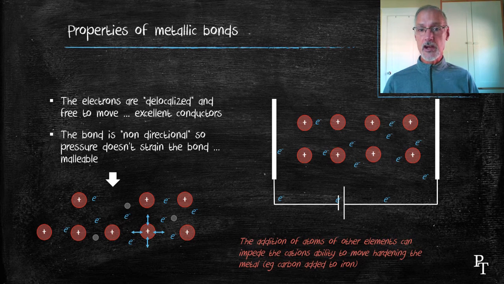We can make it a little bit harder for our atoms to slide if we introduce other elements, and these form what we call our alloys. For instance, the introduction of carbon atoms to iron atoms would produce steel, a much harder substance than just iron by itself. So that's our final look at bonding.